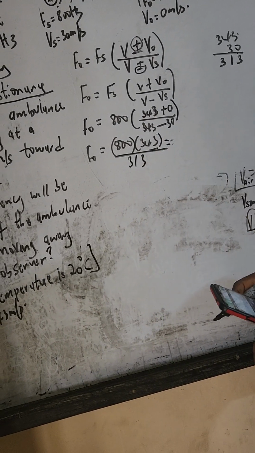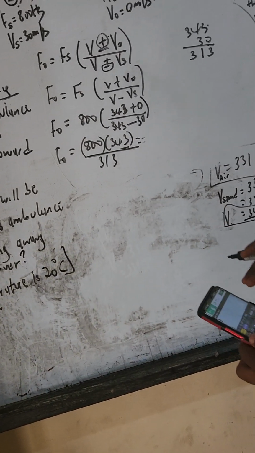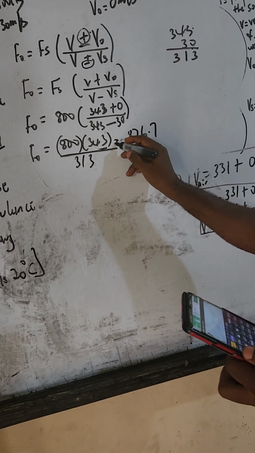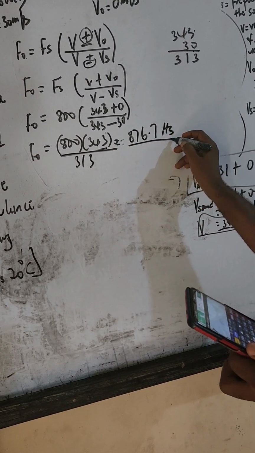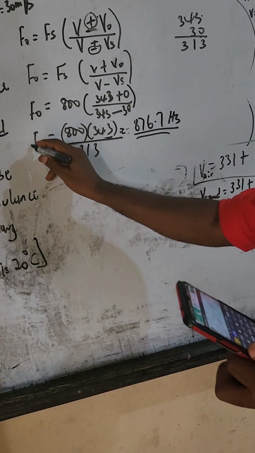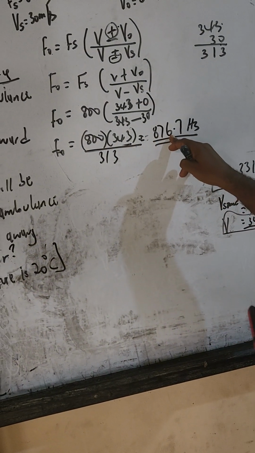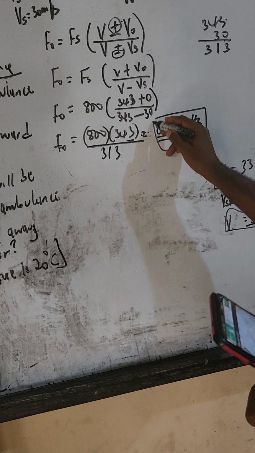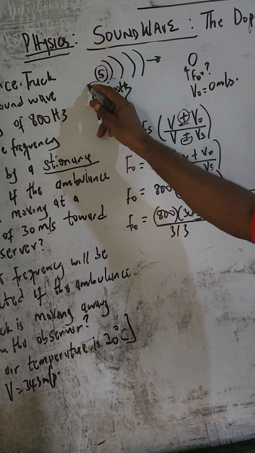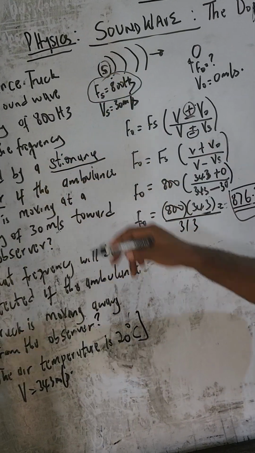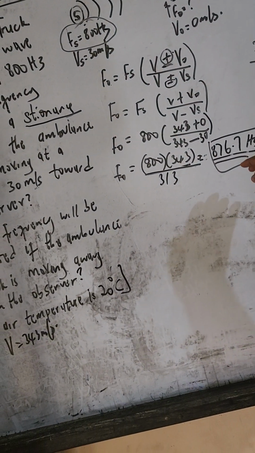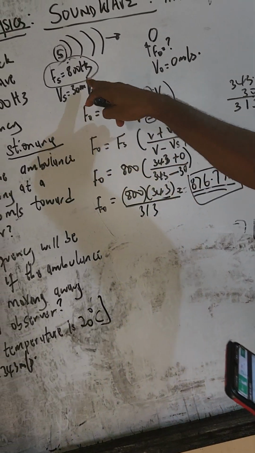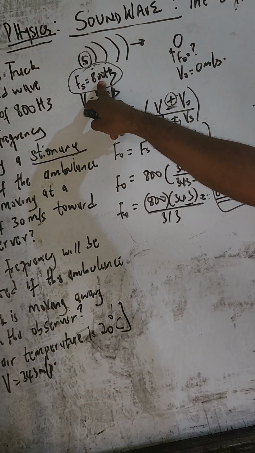And then using the calculator, we are going to have 876.7 Hz approximately. That means the frequency of the observer is 876.7 Hz. If you look at this answer that we have here, compared to the frequency of the source, we can discover that the value of the frequency of the observer increases more than that of the source.